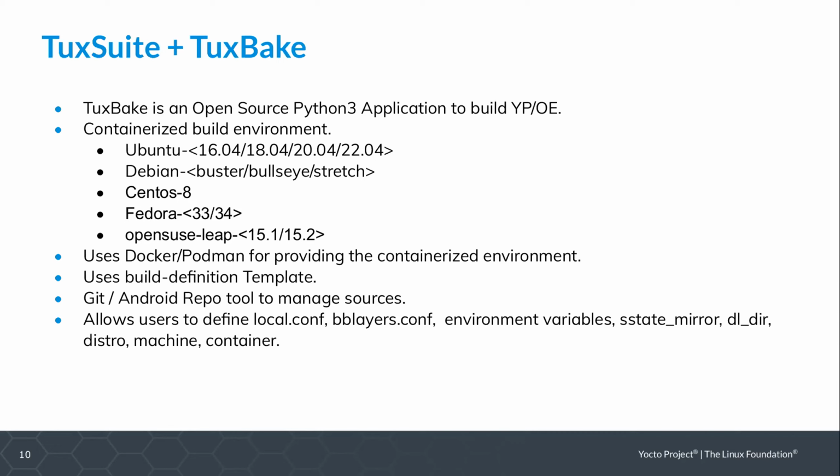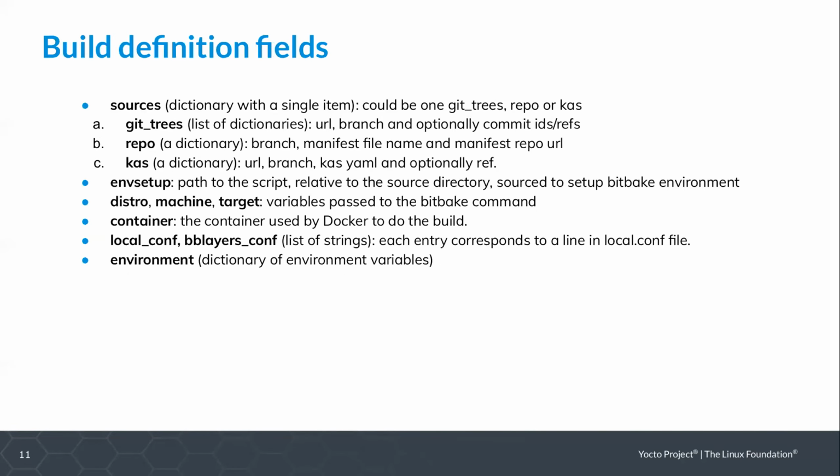It supports fetching the layers using Git, as well as Android repo tools. And we have fields to describe your local conf, BB layer conf, environment variables, sstate mirrors, distro, and machine targets as well. So the build definition itself is a JSON file with these entries. It'll take sources, and sources itself can take one of these three. It could be a list of Git trees with the URL, branch, as well as commit ID of the particular layers that have to be used for the build.